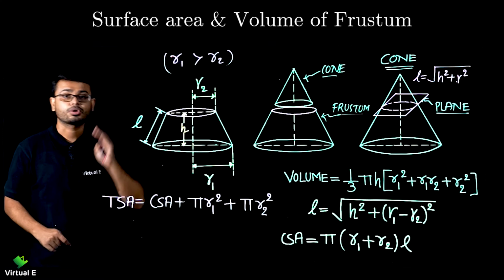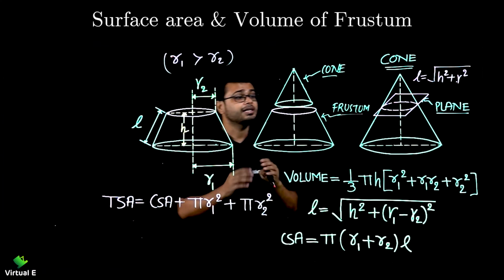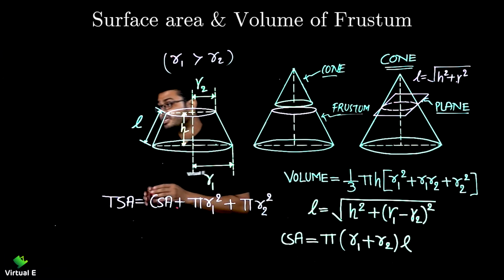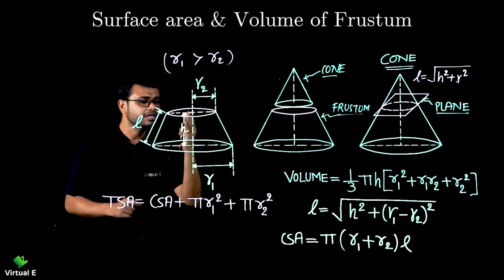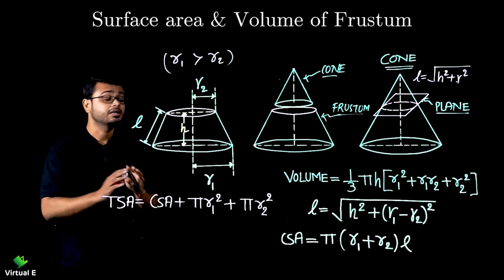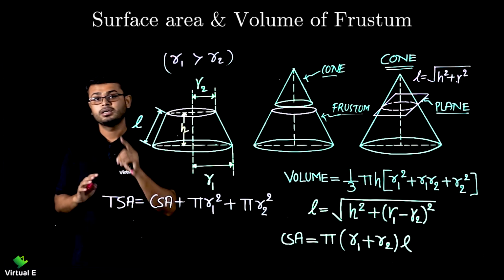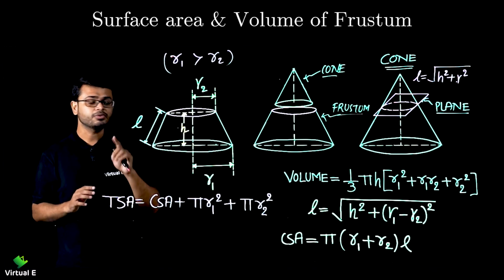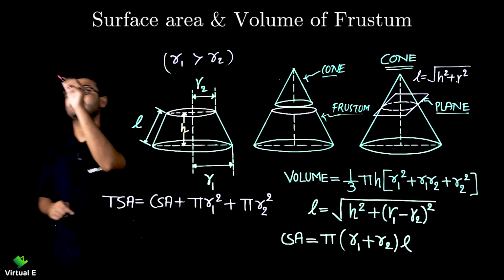Now what about the total surface area? This kind of question is asked many times, that what is the metal sheet required to make a bucket of whatever size. Maybe radius is given, height is given, or L is given, right? For that case, we need to find the surface area, not the total surface area. Remember, here you need to use our brain.